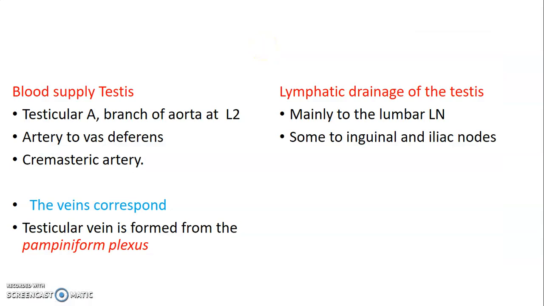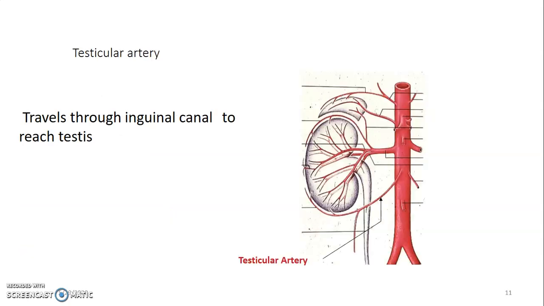The testis is supplied by the testicular artery from the abdominal aorta at L2 vertebral level, the artery to the vas deferens, and the cremasteric artery. It has veins that correspond to these arteries above, and the testicular vein is formed from the pampiniform plexus of veins. The testis lymphatics drain mainly into the lumbar nodes, but some go into the inguinal and iliac nodes.